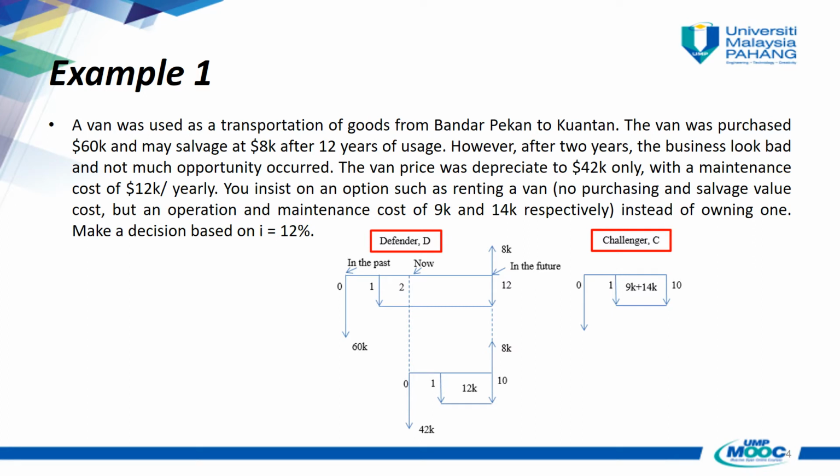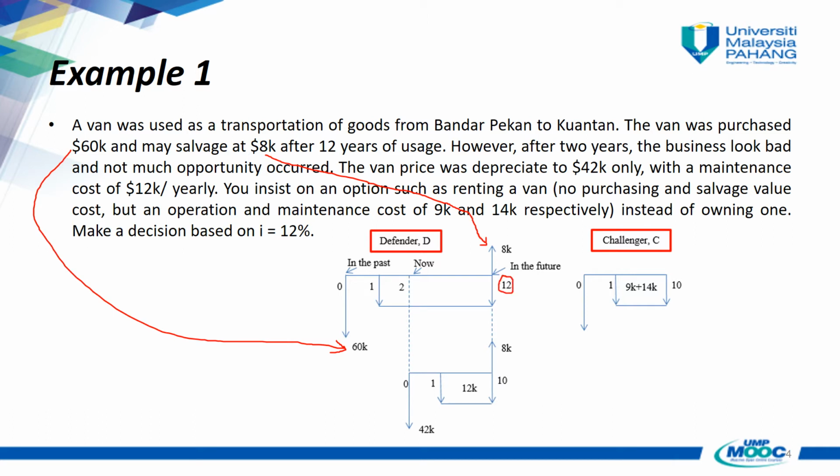Let's see an example of replacement analysis. A van was used as transportation of goods from Bandar Pekan to Kuantan. The van was purchased for 60,000 and can be salvaged for 8,000 after 12 years of usage.